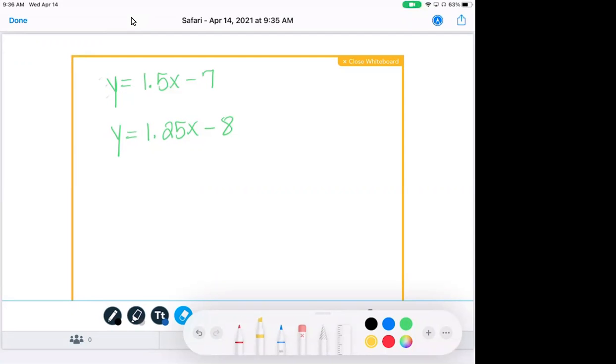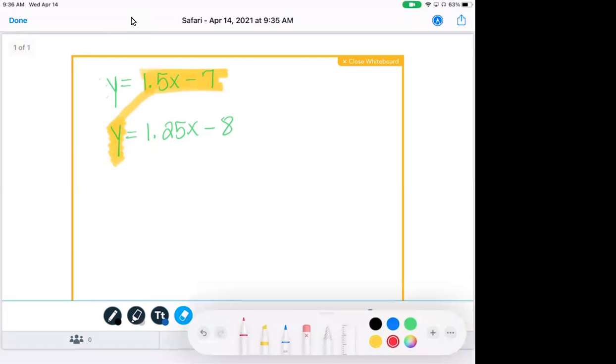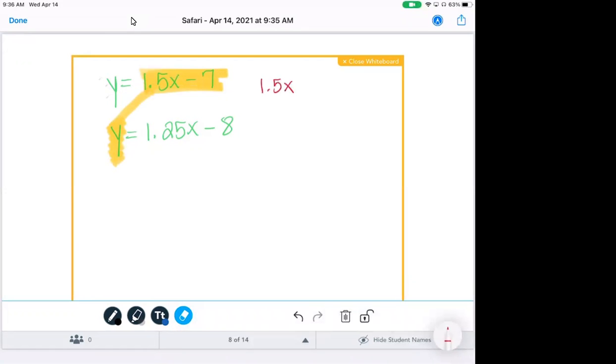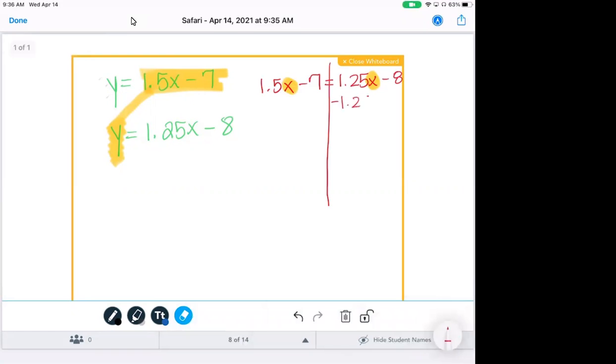So it is saying y is equal to 1.5x minus 7. We're going to take 1.5x minus 7, and we're going to substitute it where y goes, because it says y is equal to that. So that means I would have an equation on both sides of my equal sign. So 1.5x minus 7 is equal to 1.25x minus 8. And now I am going to solve for my variable, which is x. I want to get x by itself. All right, so I am going to subtract 1.25x from both sides. Okay, and bring down my minus 8.